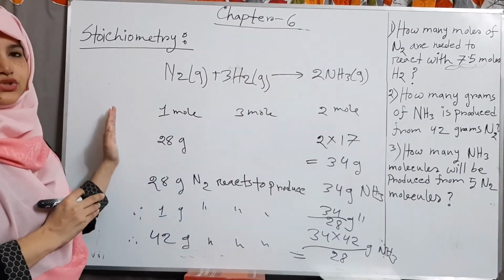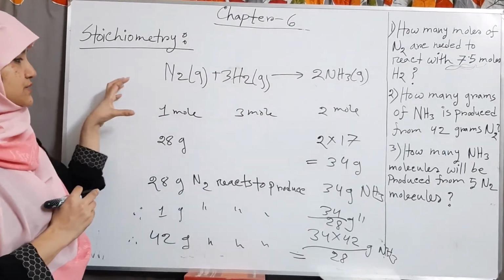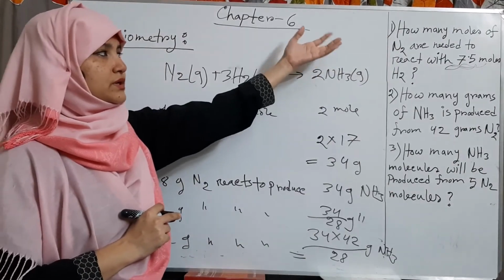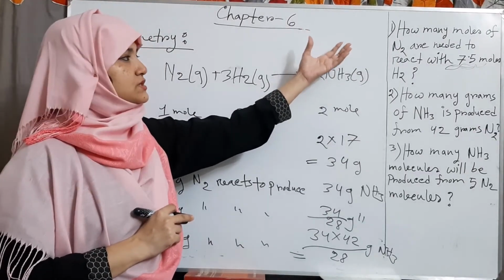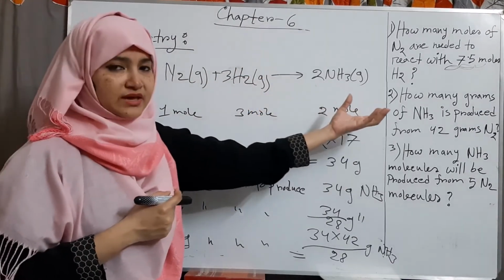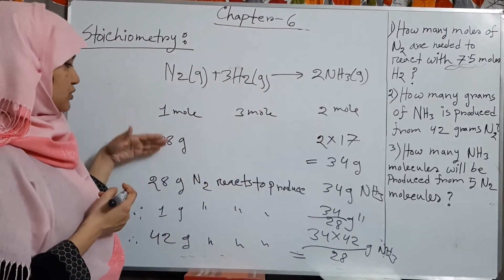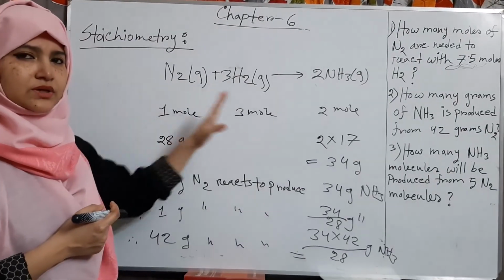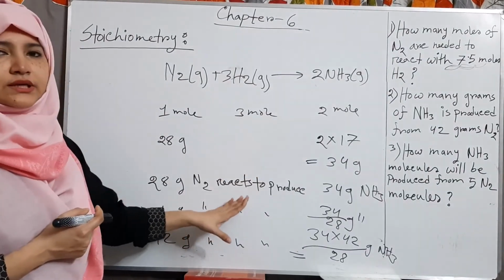I think it is clear to you. We can use the mole when our required quantity is mole, and if our required quantity is mass, then we can convert the mole into gram unit and then use this gram quantity for calculation.